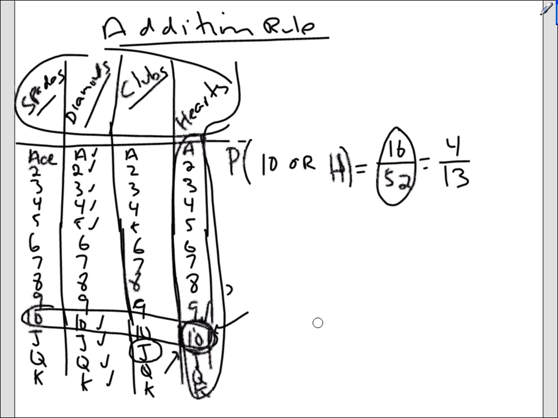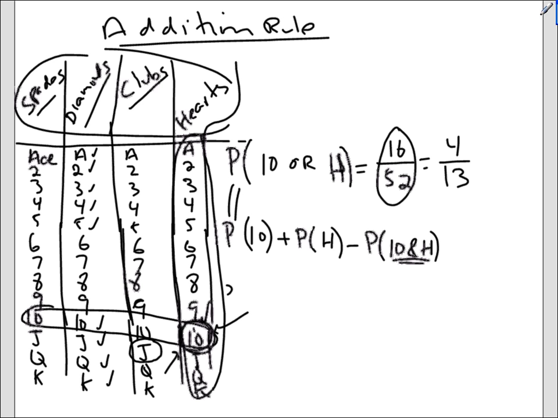It's the probability of 10 plus the probability of getting a heart minus the probability of getting a 10 and a heart, which means a 10 of hearts. And this didn't come out for some reason. The top line is equal to the probability of getting a 10 plus the probability of getting a heart, because this here is my A and this here is my B. So it's the probability of A plus the probability of B minus the probability of A and B.